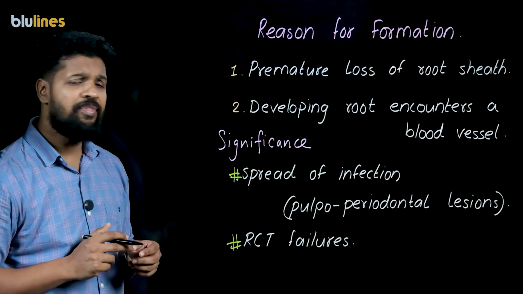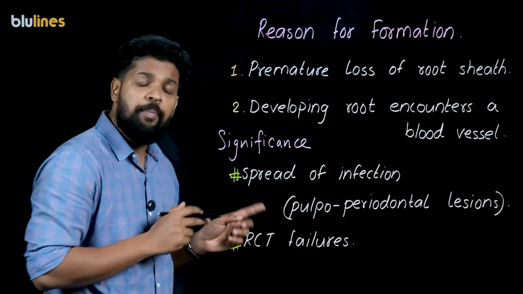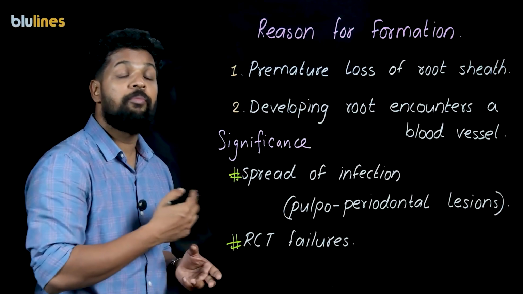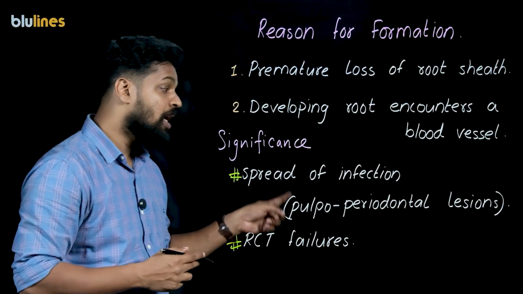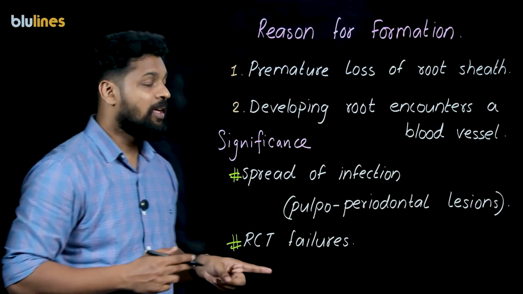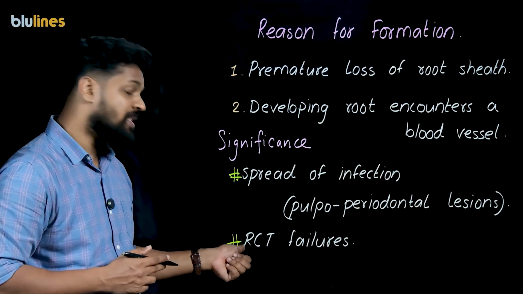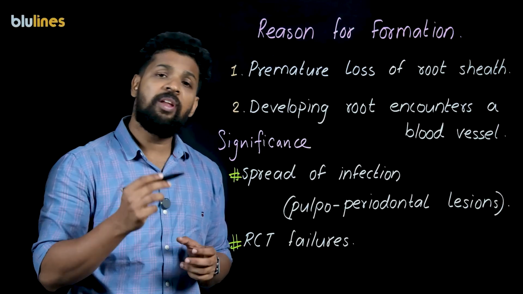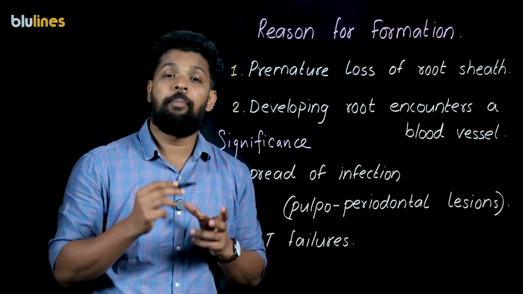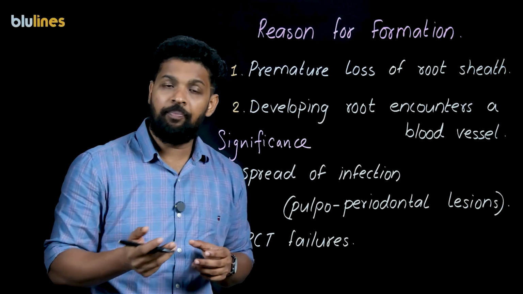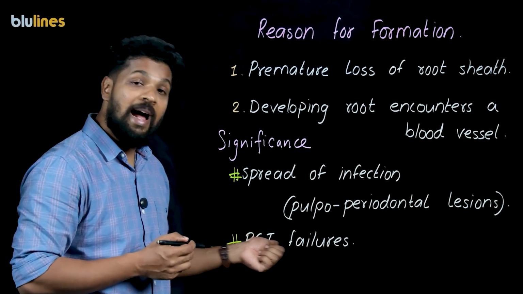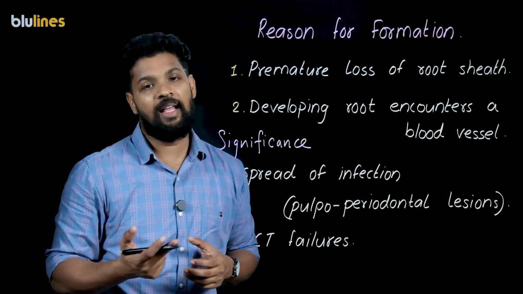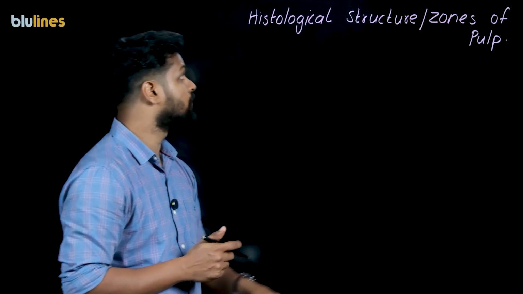The significance is that there can be a spread of infection from the pulp towards the periodontal tissue through this connection, known as a pulpoperiodontal lesion. Next, the most common reason is root canal treatment failure. Even if we clean and fill the main canal and extirpate the pulp, we could easily miss the lateral canals. That will cause a failure in the root canal treatment.